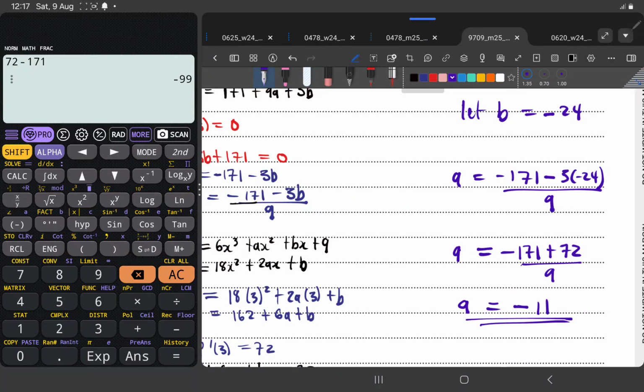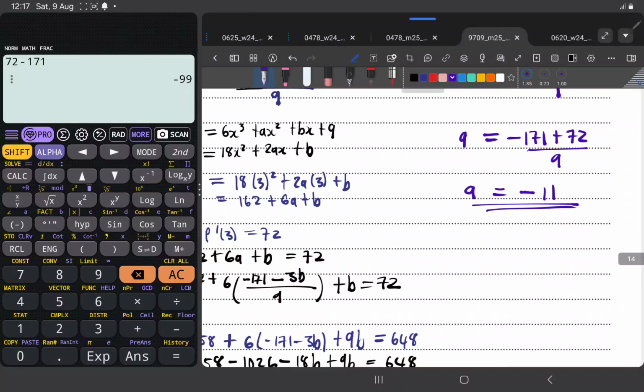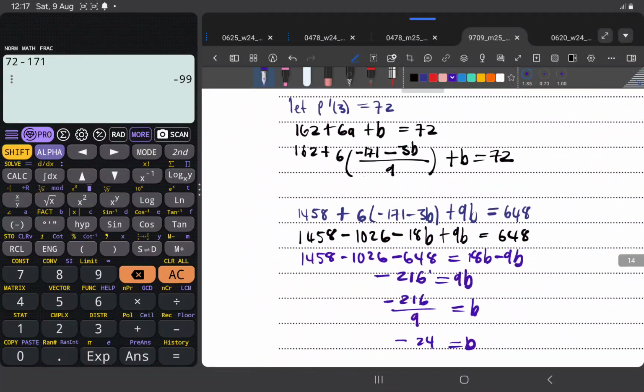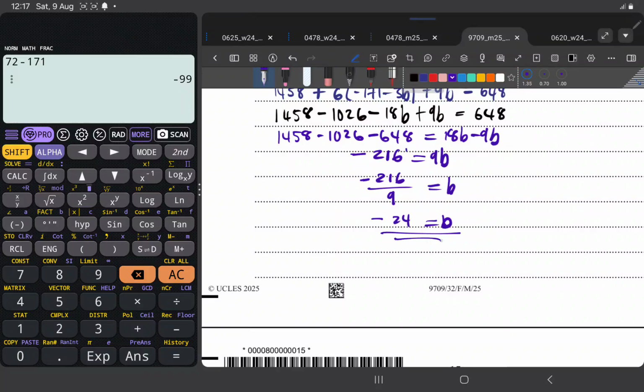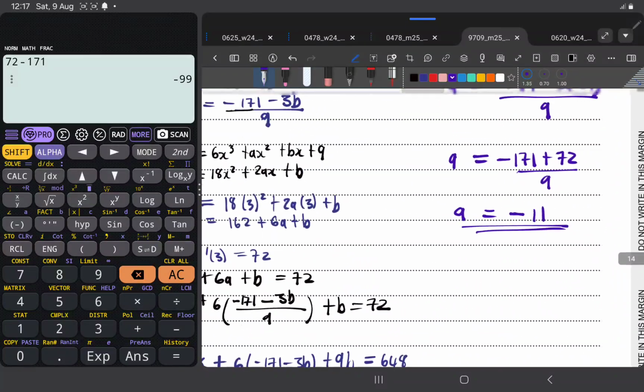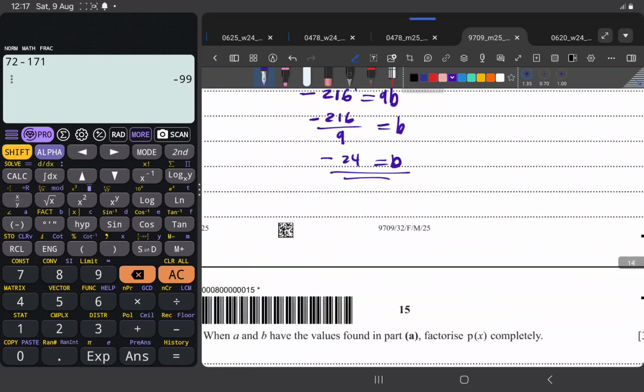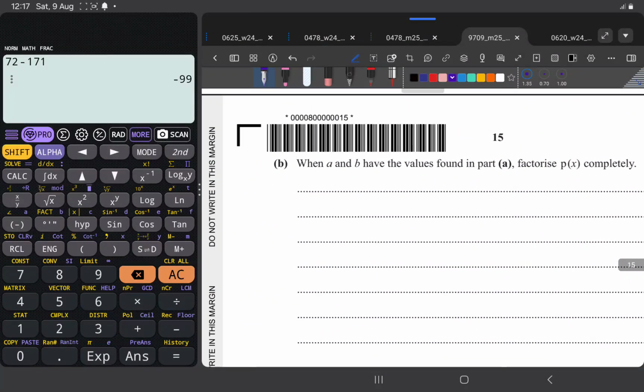So this is actually my solution. A is negative 11, and I have my b, and I have my a, and I should be done. This just wants me to find the values of a and b. I found b as negative 24, and I found a as negative 11. So these are my solutions, and I'm going to go on to the next question now, which is going to be part B, and I'll do it in the next video.